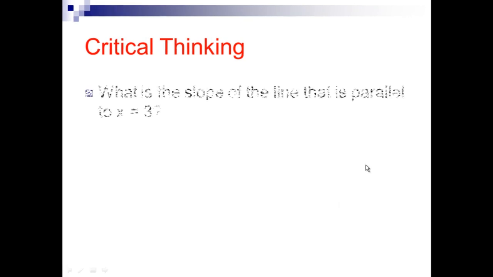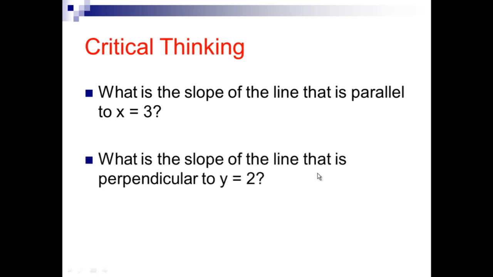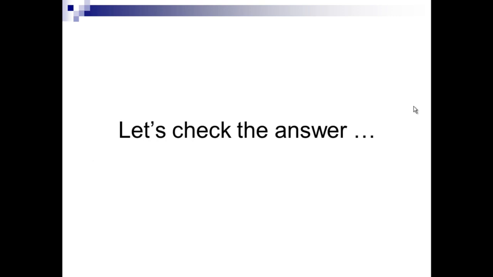Okay guys, now let's think. What is the slope of the line that is parallel to x equals 3? Slope is the same as gradient. And what is the slope of the line that is perpendicular to y equals 2? Okay, let's check the answer.